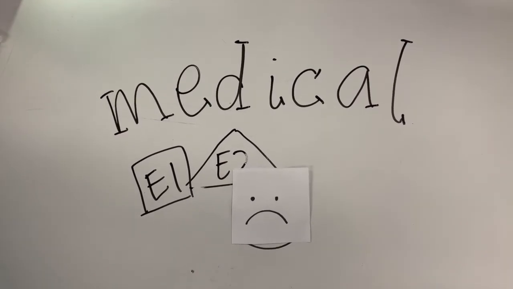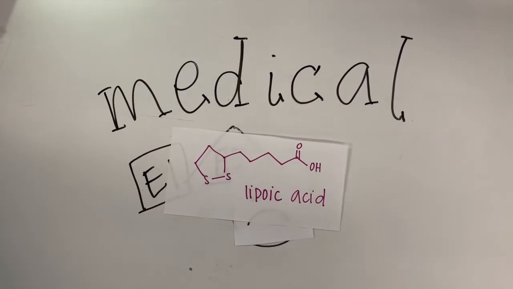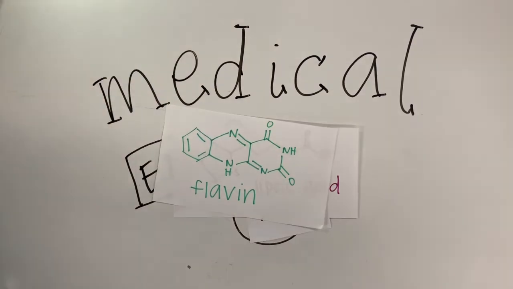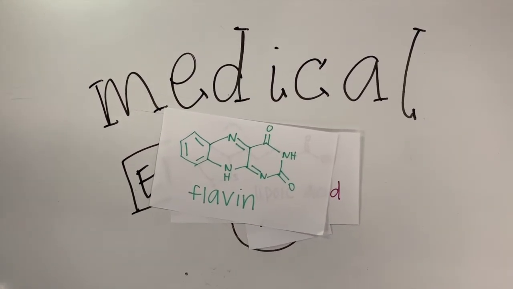To treat this, you can use lipoic acid. Lipoic acid takes some of the electrons back. You can also use flavin, which replaces a missing piece of the protein. Flavin is needed to make the E3 part function properly.